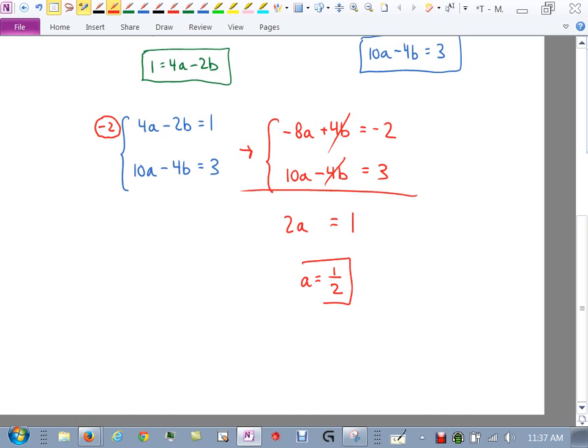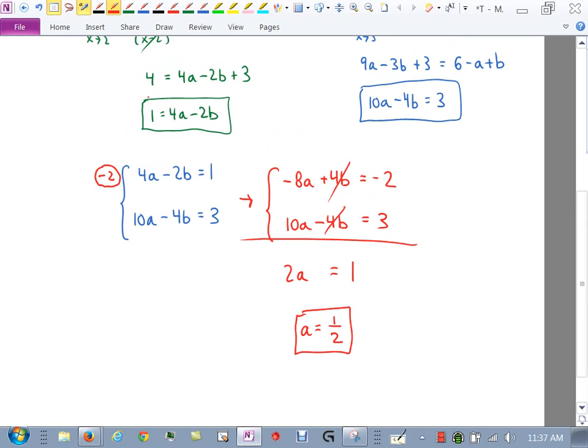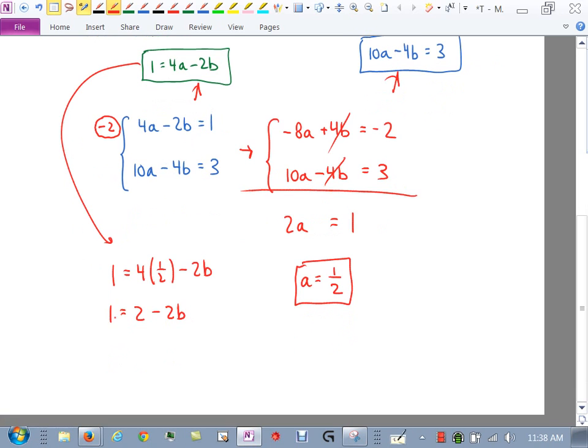Once I know what a is, I can come back to any of the equations. I could go here or I could go here and just replace a with 1/2. So I think I'll just use this one right here. 1 equals 4 times a, which is 1/2, minus 2b. 1/2 of 4 is 2. Let me subtract 2 from both sides, and then divide both sides by -2. And I get b is a half also. So a must be a half and b must be a half.